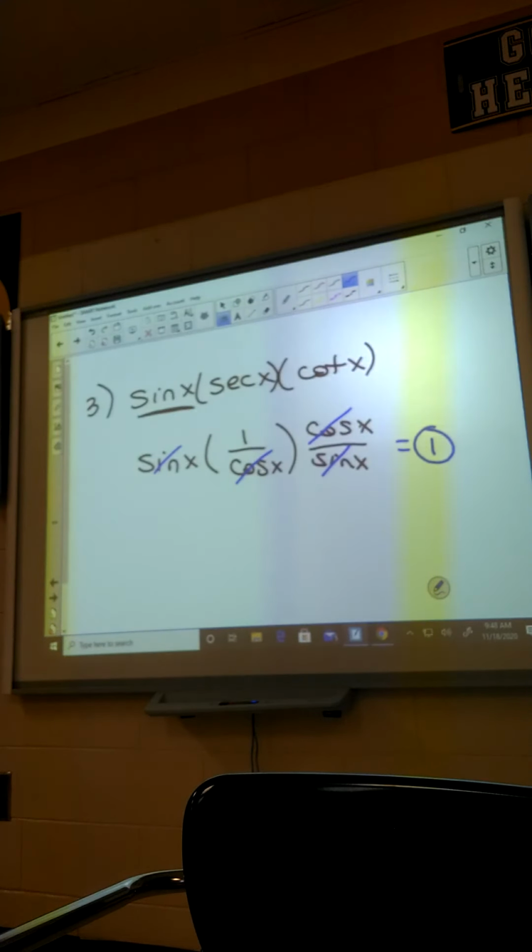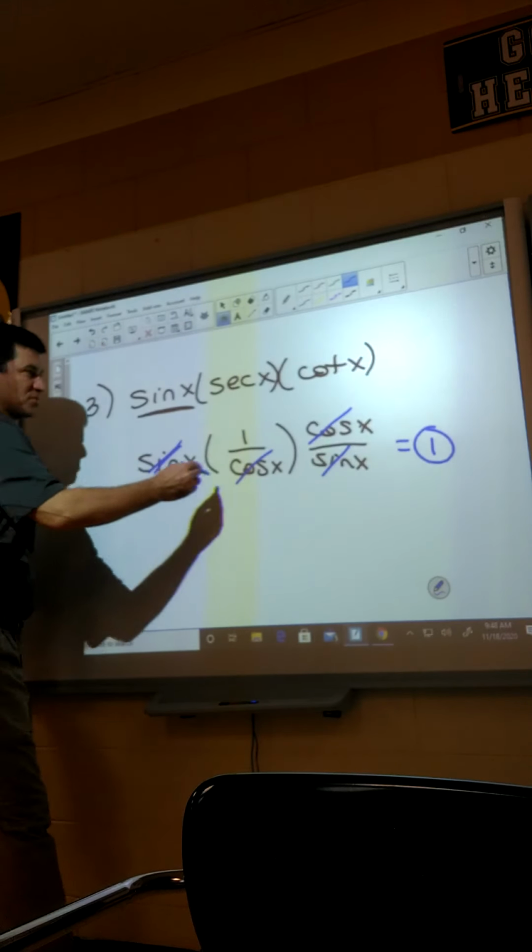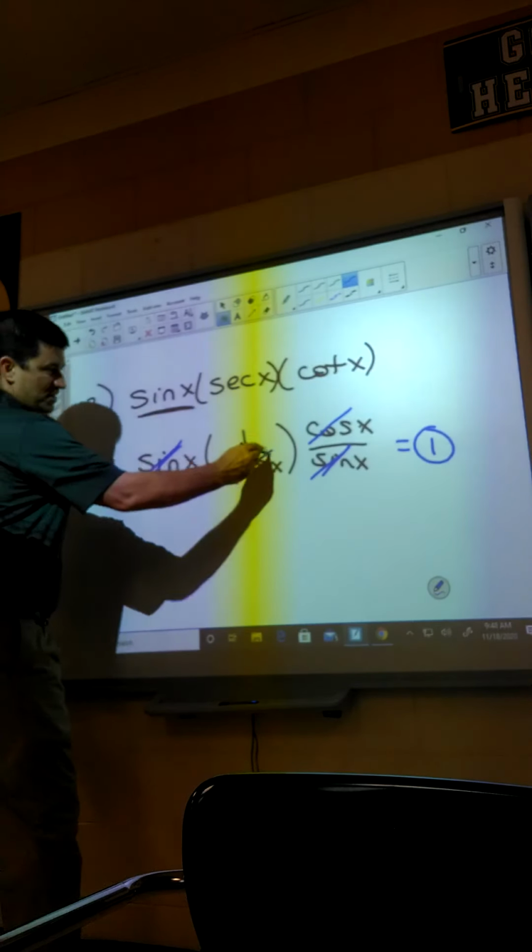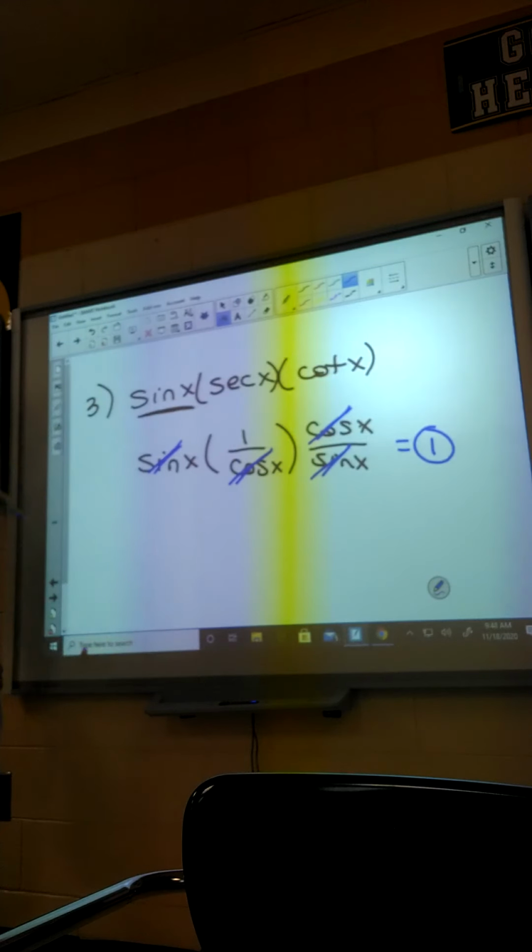Oh yeah, this is definitely, I think, the hardest thing we do all year. I got cosecant. All right, well look, I crossed these 2 sines out, Blake, and I crossed these 2 cosines out, so there's nothing left but 1. I crossed out the ones and the cosines and got one.